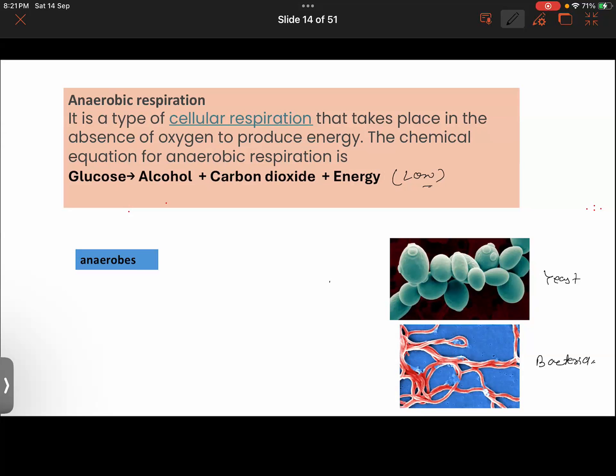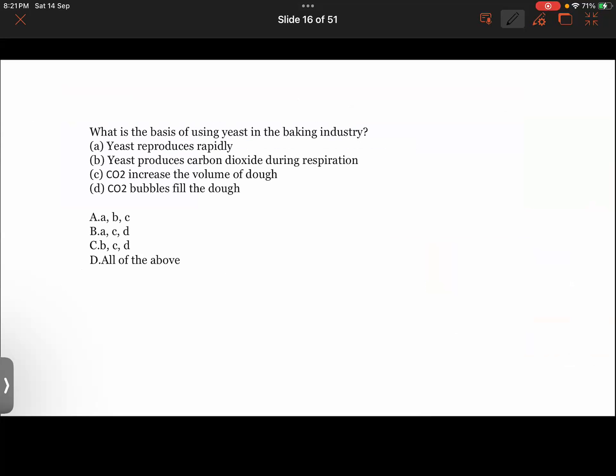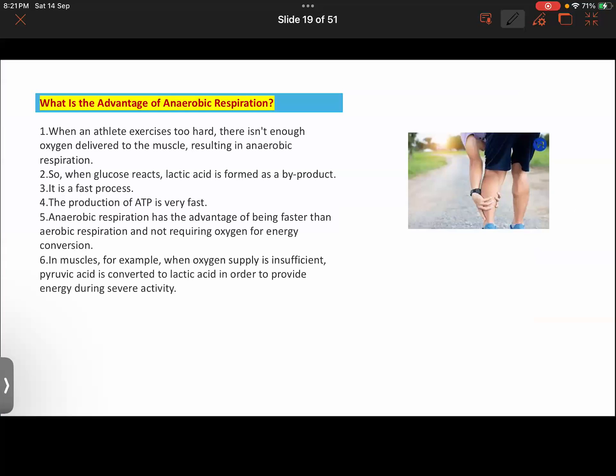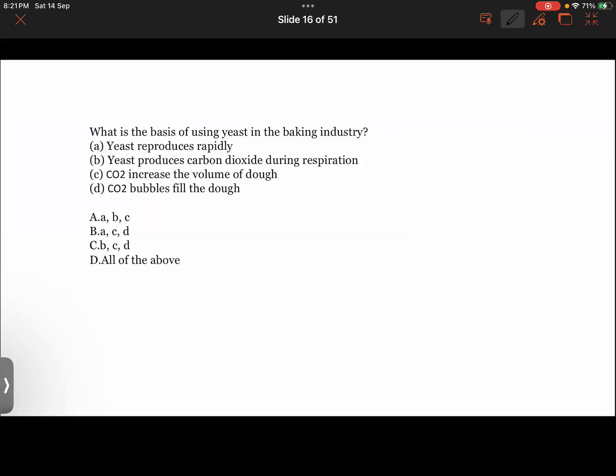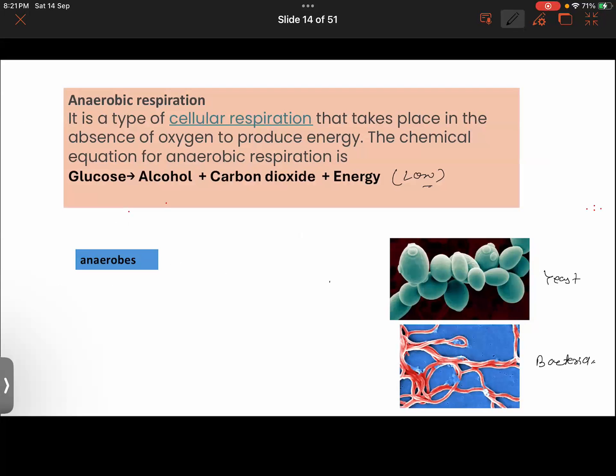In fact, even in the case of humans, sometimes this anaerobic respiration can occur. Anaerobic respiration will be occurring in the muscles of human beings also. There we will learn what exactly happens. As of now, just read this given paragraph.